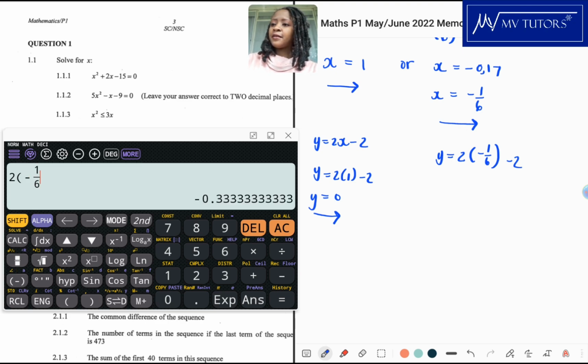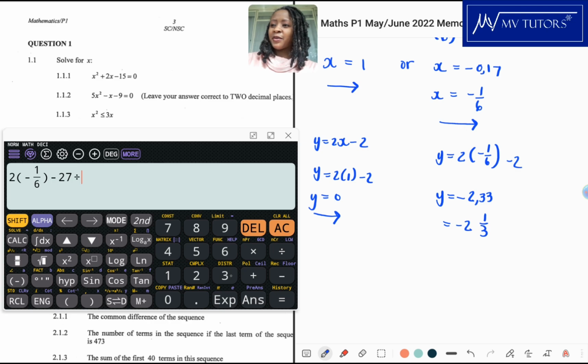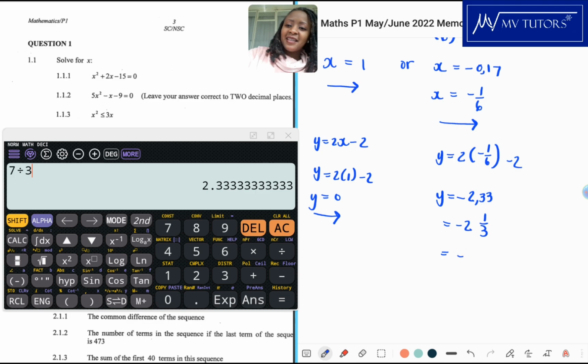Okay, negative, and then minus 2. Okay, so -2, 3. I think that can be -2 1/3. Okay, yeah, -2 1/3. Or what can it be simplified to? 2 times 3. Oh, 7/3. Let's see, 7/3. Yes, -7/3. That's the other solution.